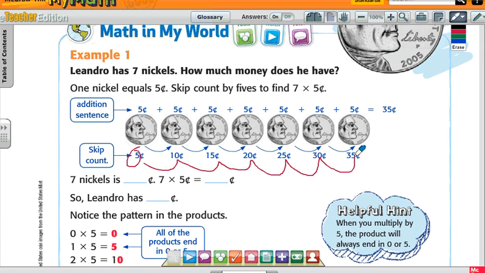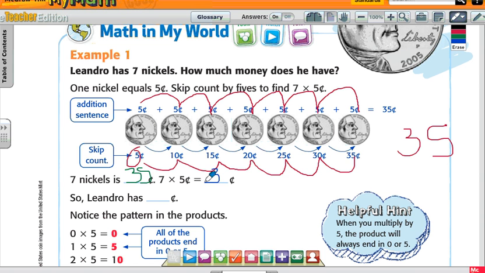Okay, we skip count. So 7 times 5 is going to be 35 cents. Or we just added: 5 plus 5 is 10, 10 plus 5 is 15, 15 plus 5 is 20, 20 plus 5 is 25, 25 plus 5 is 30, and 30 plus 5 is 35. So 7 nickels is how many cents again? 35. And 7 times 5 is 35.